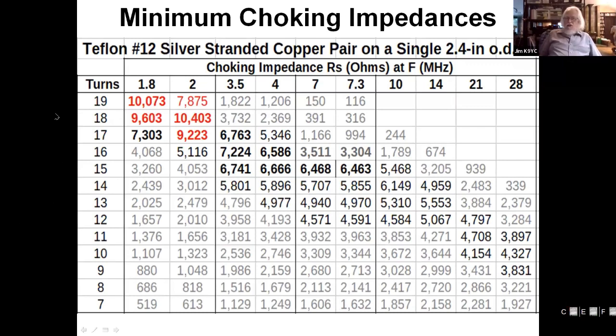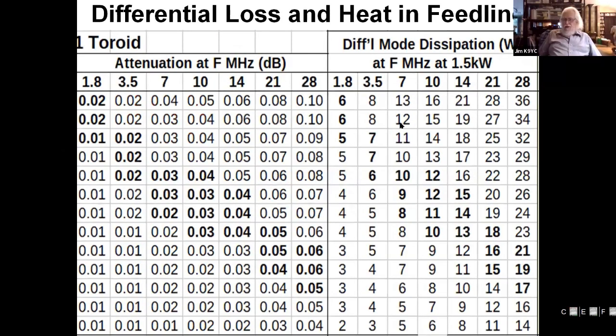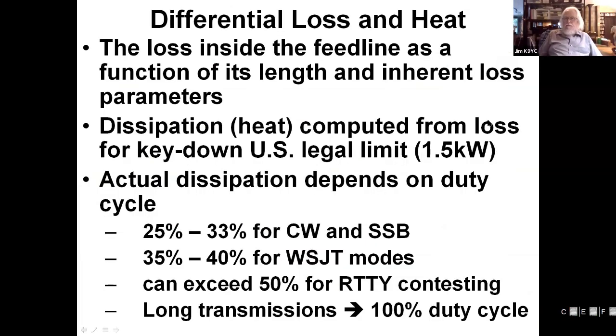So the right-hand side of the table is the attenuation in dB, and these loss numbers in watts now contribute or are used to compute these numbers for dissipation. So the differential loss is the loss inside the feed line as a function of its length and the inherent loss parameters.